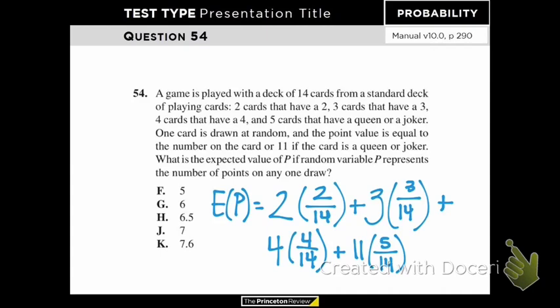So this is how you find the expected value. Take each value times its probability and add all of those up. Okay. When you do that, and I would just use a calculator here, you're going to get 6. So kind of what this is saying is if you draw 1 card at random, the average or the expected value that you would get is a 6. Now, I know it's not possible to get exactly a 6. You can only get a 2, a 3, a 4, or an 11. But this kind of is looking at the average. Okay.